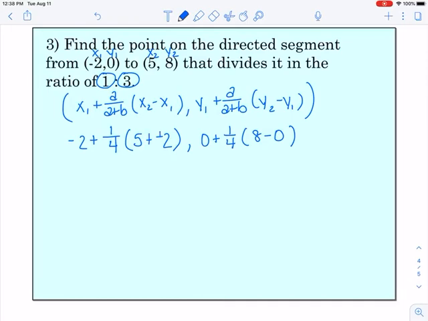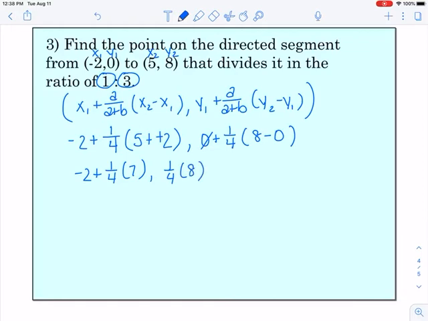Again, over here, we'll do keep, change. So we're going to have -2 plus 1/4. 5 plus 2 is 7. And on the other side, 0 plus anything is just going to be 0, so we can ignore that 0. So I'm going to have 1/4, and 8 minus 0 is just going to be 8.